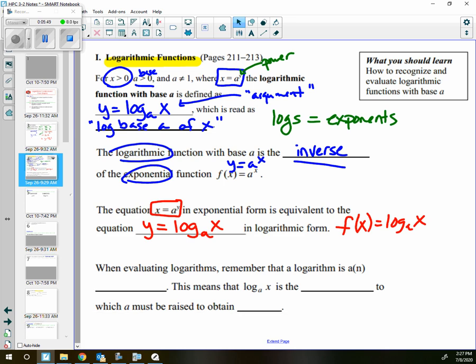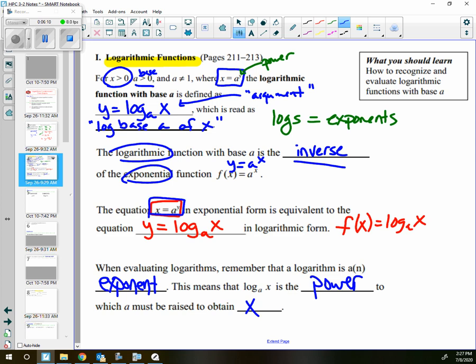So when you're evaluating a logarithm, remember that the log is just the exponent. It's the power that you're raising that base to get that argument or that answer. So that means that log base a of x is the power to which a must be raised to obtain x. And that goes right back to this original situation right here. A to what power gives me that x for my answer? So if that's an easier way for you to think of it, that the exponent is the power that we're raising it to, that's what we're finding when we find logs. What power do we raise it to?